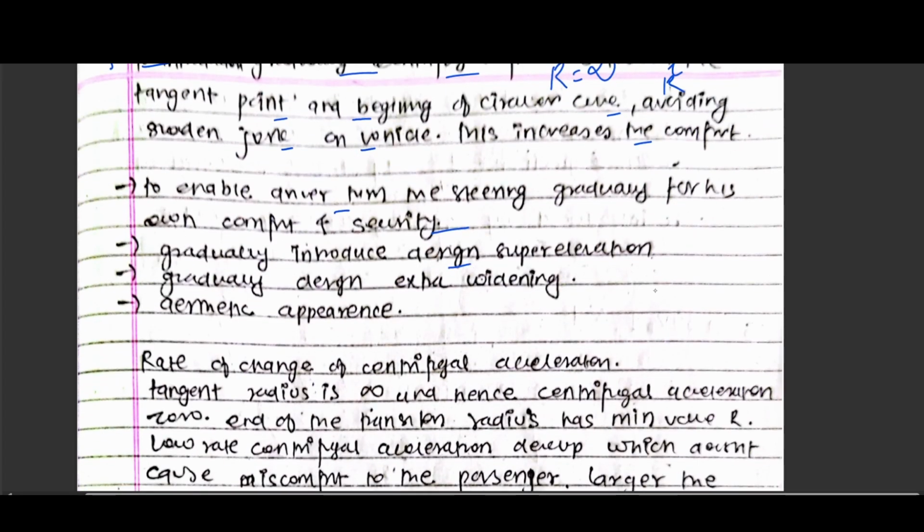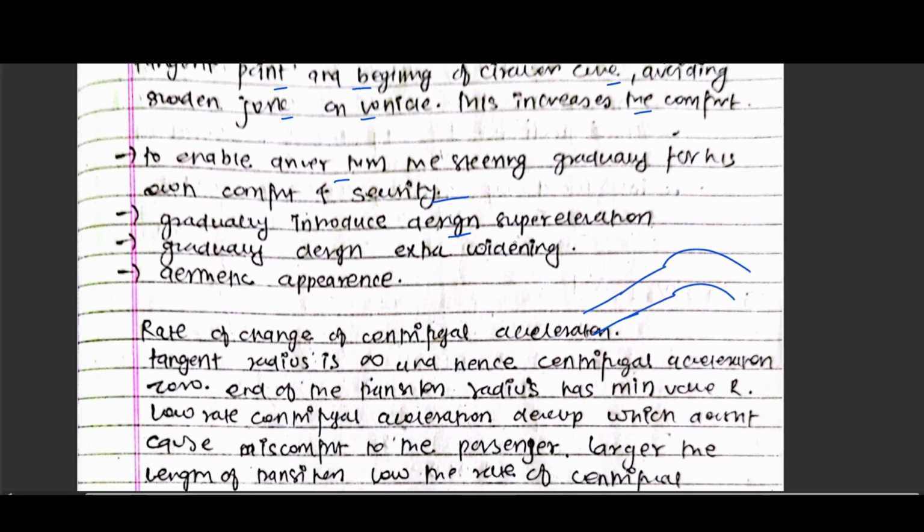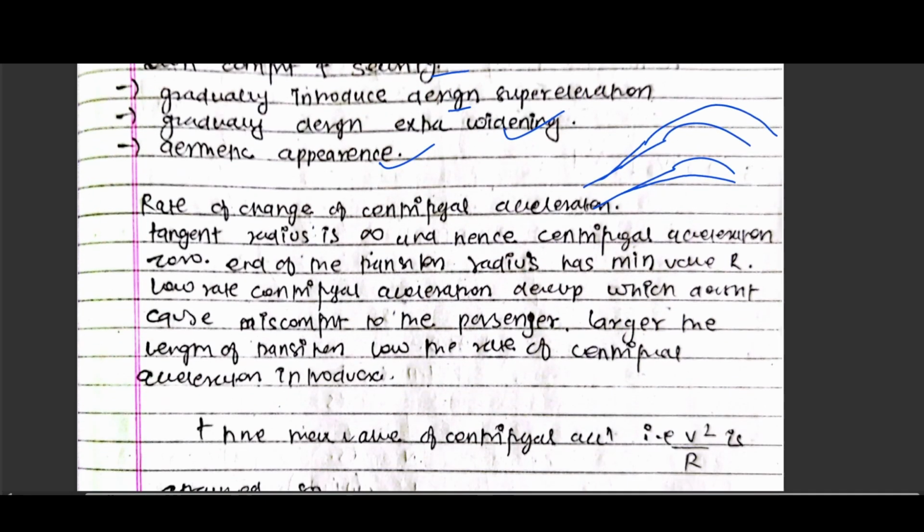The next one is to gradually introduce the super elevation. We know that super elevation is provided along the length of the curve. So from the straight portion to the curve, we need to provide the transition curve, and in this portion of the transition curve we provide super elevation gradually by the two methods we discussed earlier. Another is the aesthetic appearance. The road should be beautiful as well, because the transition curve makes the road beautiful.